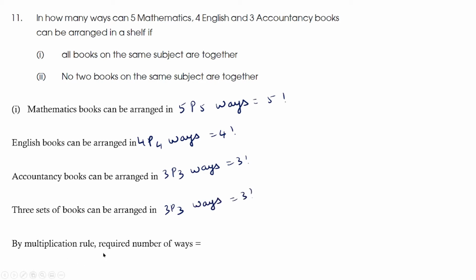So by multiplication rule, the required number of ways is 5 factorial into 4 factorial into 3 factorial into 3 factorial. 5 factorial is 120, 4 factorial is 24, 3 factorial is 6 and again 3 factorial is 6. Now when we simplify, we get 1,03,680.